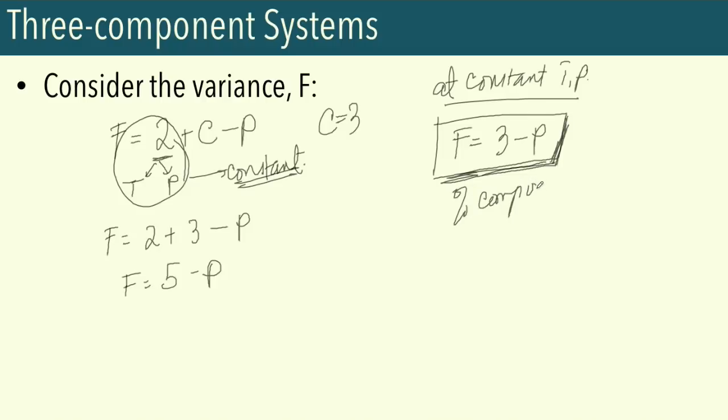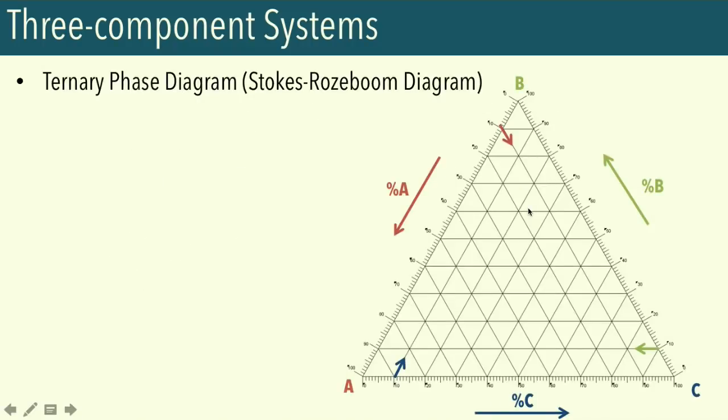This will be a little bit easier to deal with, because we just need to specify our percent composition. Note, however, that we have three components, so we need to specify at least two components in order to specify the third. So we're going to need three things to plot on our diagram, and we can't exactly do that with the diagrams that we've dealt with before. So when we're dealing with three-component systems, we'll be using a special kind of diagram called the ternary phase diagram, or the Stokes-Rozeboom diagram. This is actually a really cool triangular diagram that has three variables plotted.